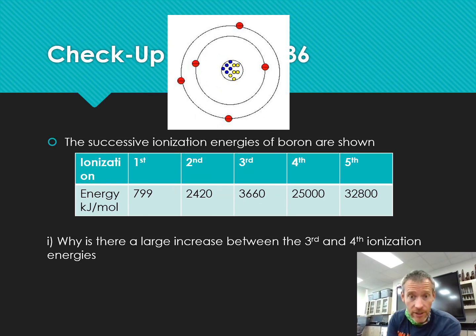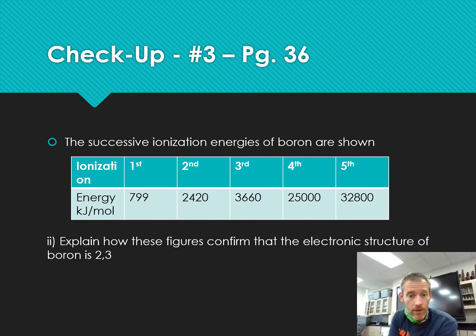So you can see here, boron has 3 valence electrons. Once you remove these 3 valence electrons, you are now into a new energy shell, the first one. So that's why there's a big jump between 3 and 4. You remove 1, remove 2, remove 3, then you have a new shell. That's proof that boron has 3 valence electrons, because it takes so much more energy to remove that 4th electron, since it's in the new shell. About 7 times more.